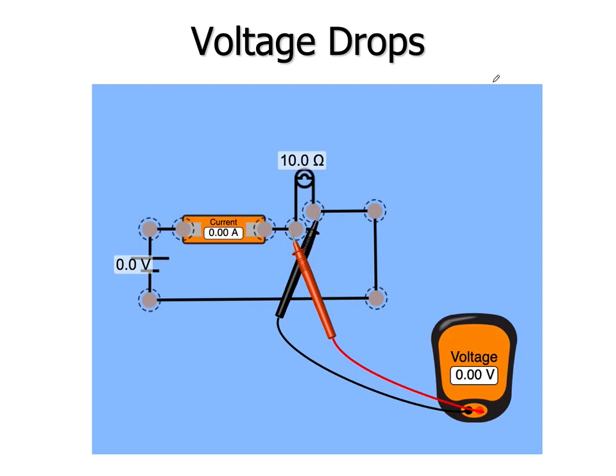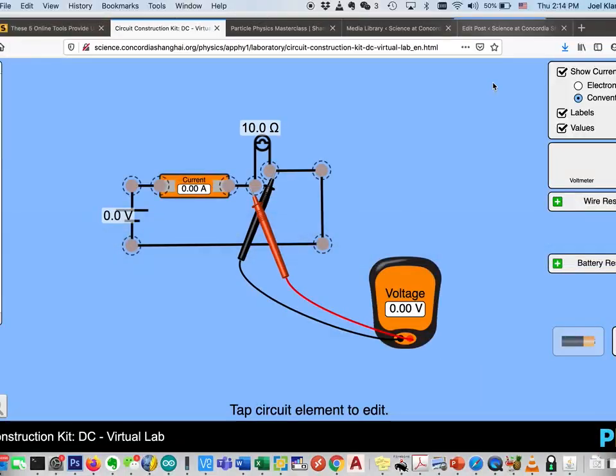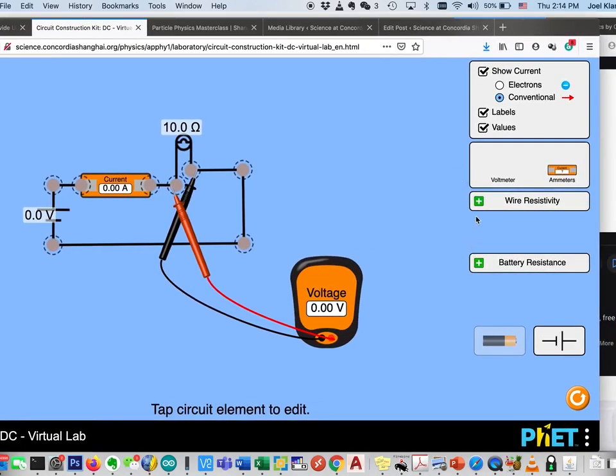Oh, this reminds me to switch. I just want to show you the simulation I gave you before. There's an option over here, which I'm kind of cutting off. I don't know if I can fix this real quick for you. Give me a second here. There we go. There's an option here where you can actually give wires resistivity.